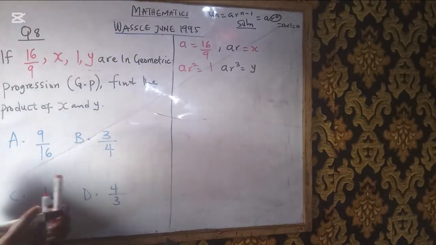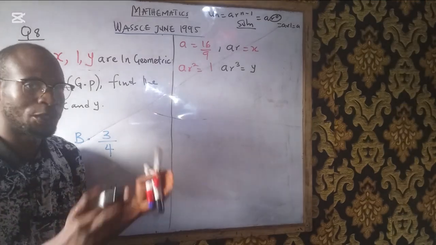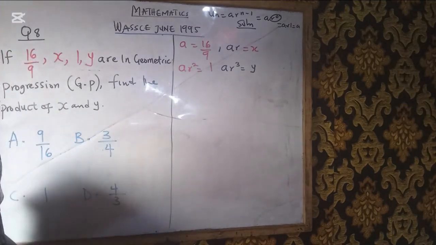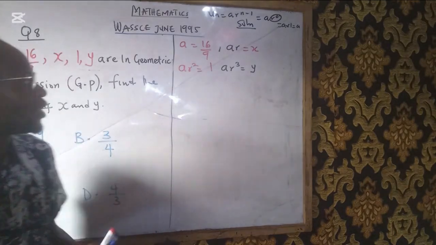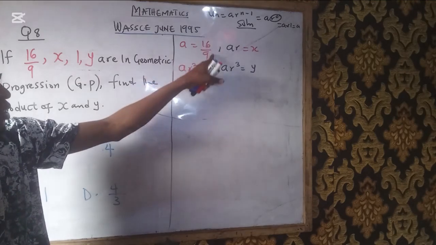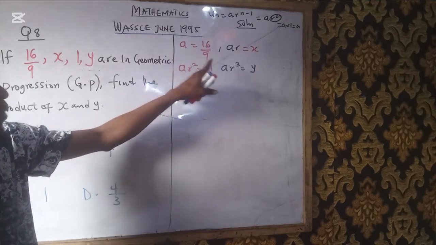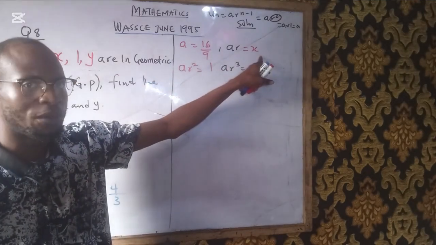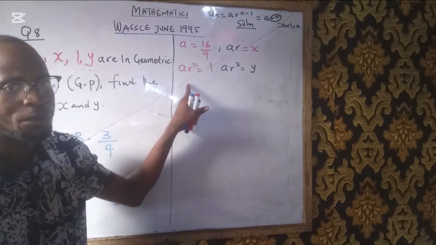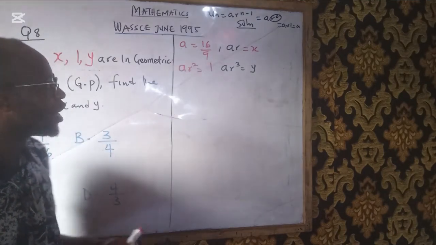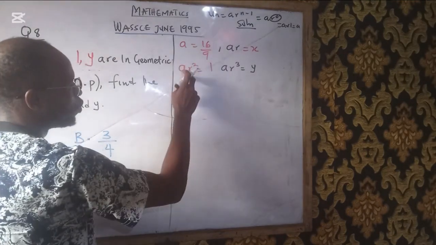So after listing the terms or the expressions for the terms, what you need to do now is look for a complete equation, the one that is complete. What do I mean by that? If you observe this one, this is already A equals 16 over 9. There's no R here, right? This is AR equals x. It's not complete because we still have another unknown here. But AR squared equals 1, this is complete because we already have A. So I can replace this value of A into this one.